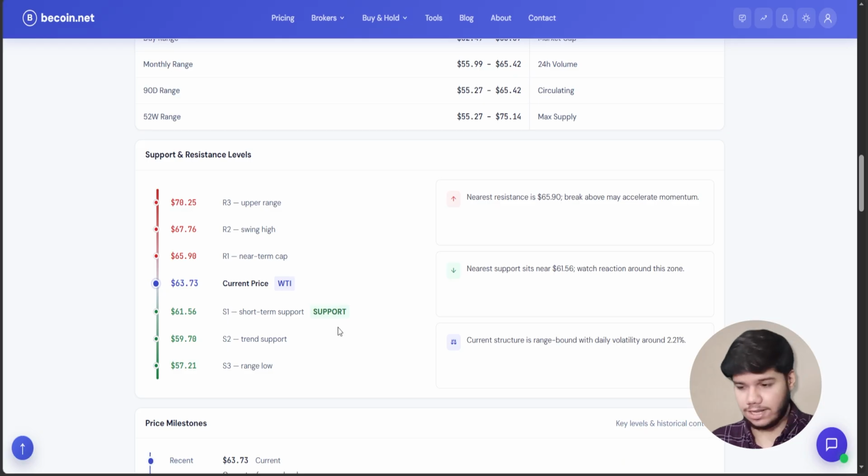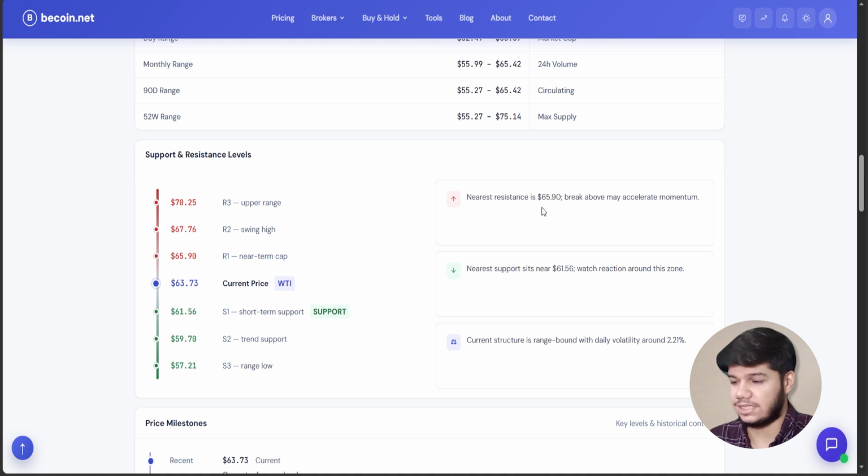Basically, these are the support levels for the different kinds of traders. For a day trader, it's R1. If you are a swing trader, you can go for R2. And if you are a positional trader, who would like to do a month's worth of position holding, you can go for the R3 range. Further, you can read it right here.